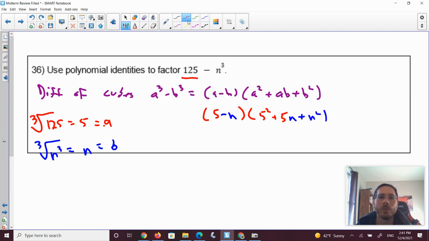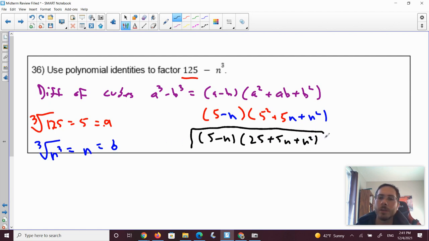And then with these ones, we always want to try and clean them up a little bit. 5 minus n, 25 plus 5n plus n squared. I'm going to be happy if you get it that way. We don't really need to throw it into standard form or anything for this one. That looks pretty good. Again, want to go quick with this one. We don't want to do any of the proofs that we did. We just want to go ahead and jump right to the answer.